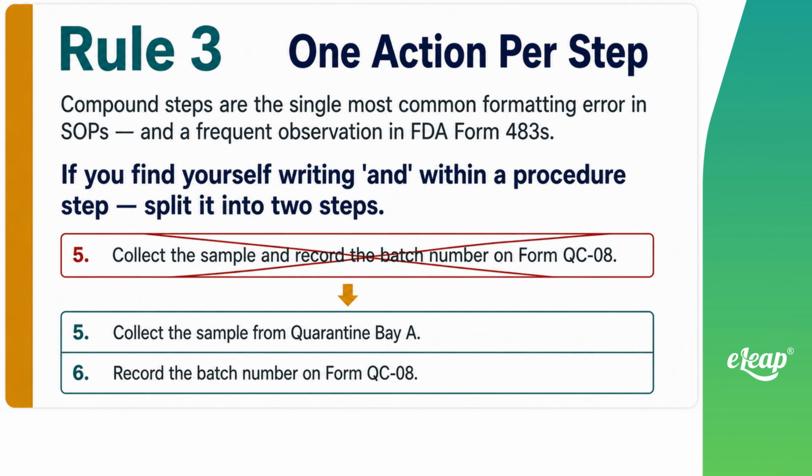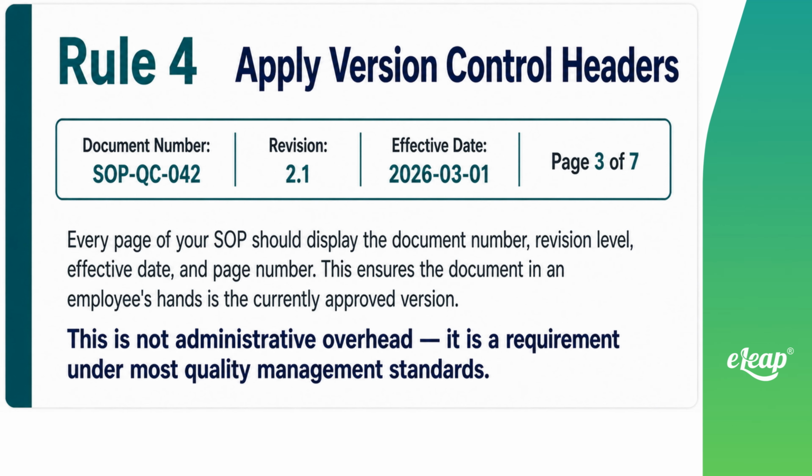Rule 3, one action per step. This deserves its own rule because compound steps are the single most common formatting error we see in SOPs, and they are a frequent observation in FDA Form 483s. If you find yourself writing "and" within a procedure step, split it into 2 steps. Rule 4, apply version control headers. Every page of your SOP should display the document number, revision level, effective date, and page number. This is not administrative overhead.